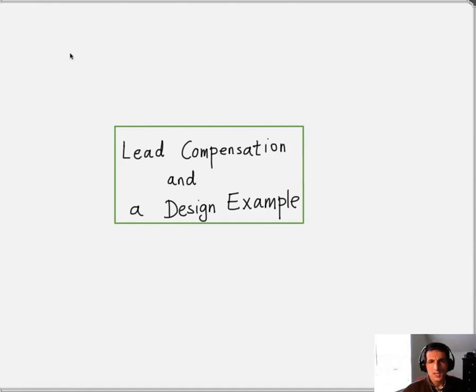Okay, so this is going to be our last lecture covering the design of lead compensators. At the beginning, I'm going to review the basics of lead compensation that I talked about in the previous lecture. Then I'm going to discuss a specific procedure that you can follow in order to design a lead compensator. I'm also going to show you an illustrative design example.